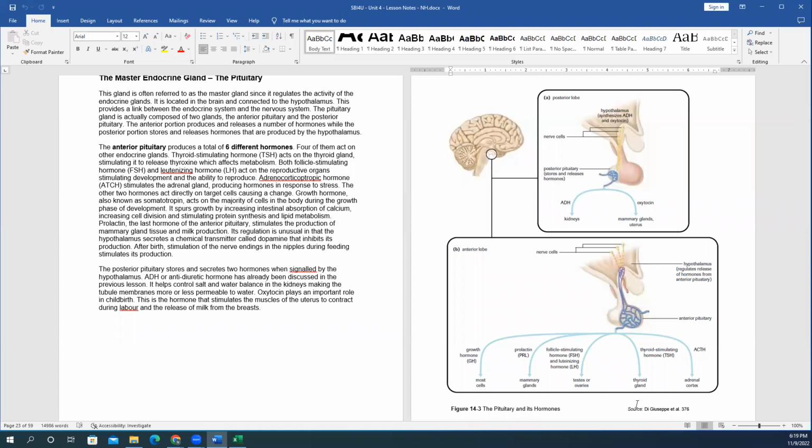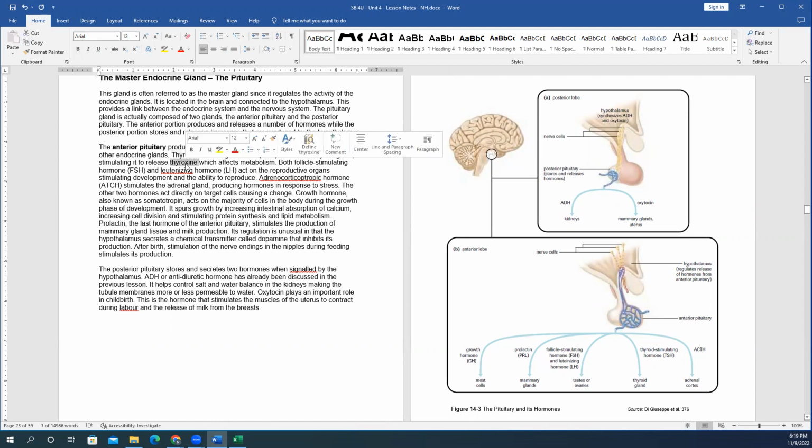Some examples of this are the thyroid stimulating hormone, TSH, which I'll bolden here, and that acts on the thyroid gland. When it acts on the thyroid gland, it stimulates it to do exactly what the name says. It's the thyroid stimulating hormone, and as such, it stimulates the thyroid to release the hormone thyroxine, which has an effect on metabolism.